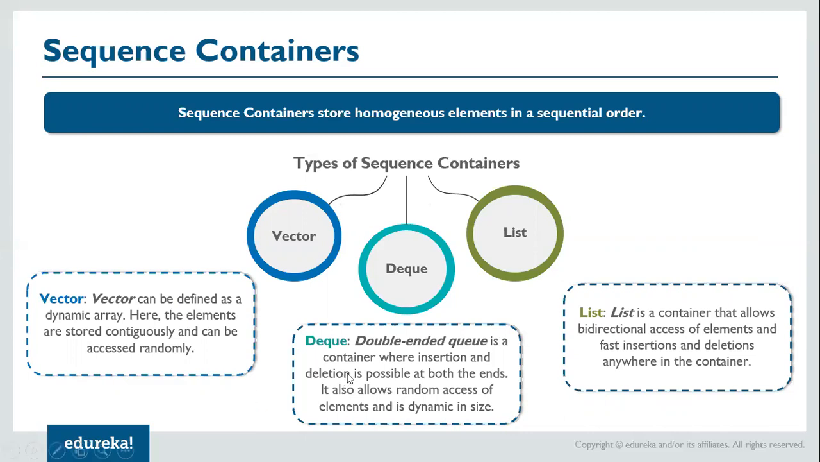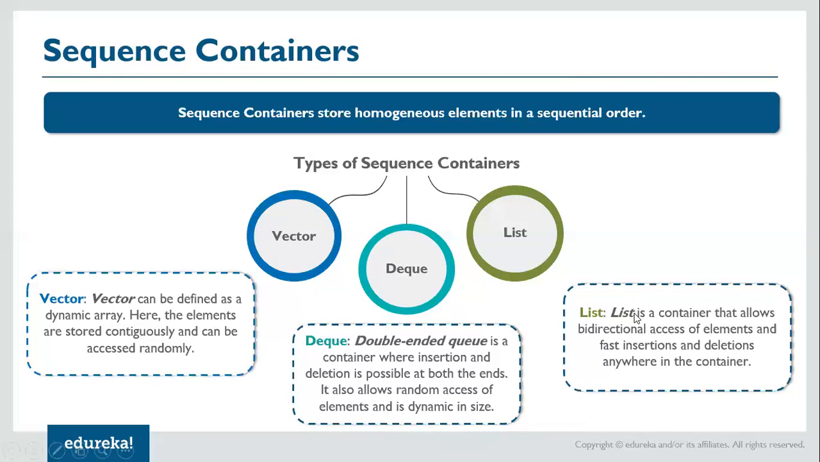Then what is DQ? It is a double-ended queue, and it is a container where insertion and deletion are possible at both ends. So you can insert data from one end and also at the other end as well. Now it allows random access of elements and is dynamic in size. Similar to the vector, you can randomly access the data from the DQ, and also it is dynamic in nature.